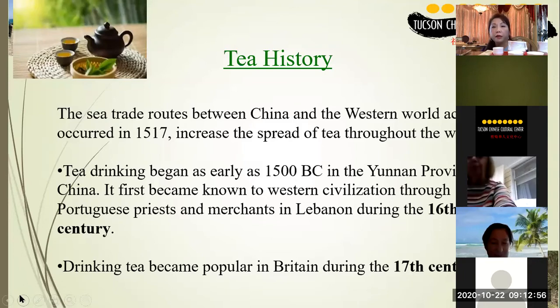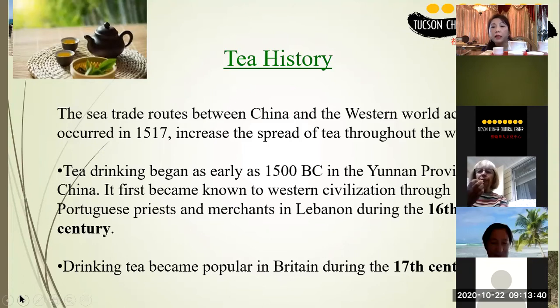Because of the belief that it helps digestion and brings all kinds of health benefits, it was used as a medicine, a medical way to have people drink it. But then it started to go around the world in the 16th century. The sea trade, because there was no train and no airplane, it went by ship. The sea trade route between China and the West, around 1517, which is the 16th century, increased the spread of tea through the whole world.